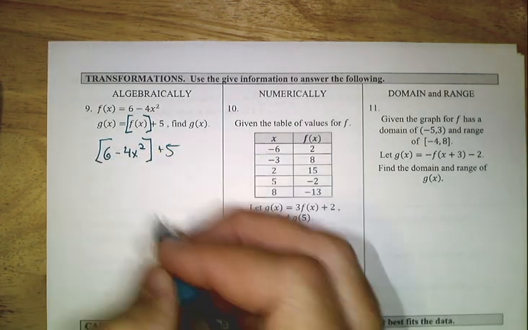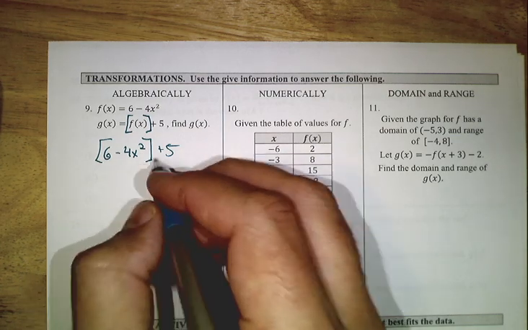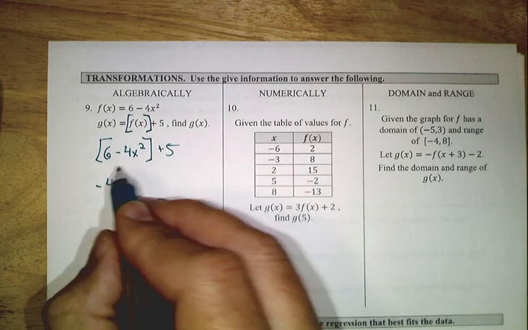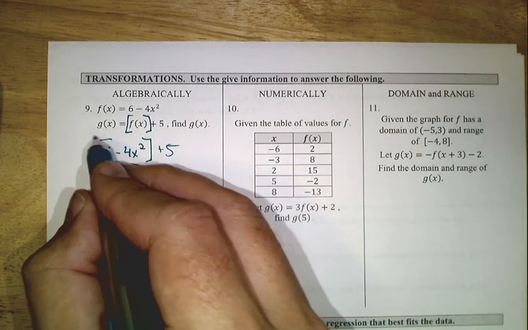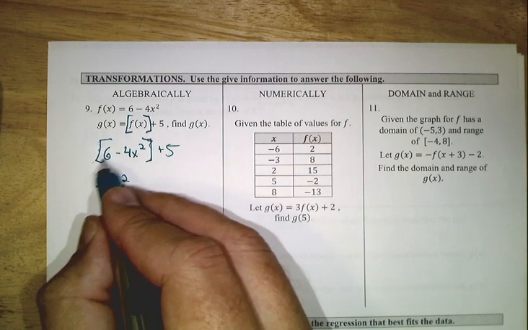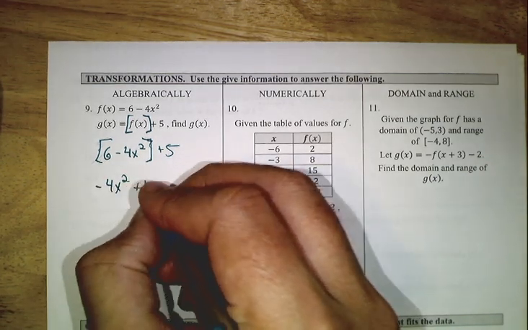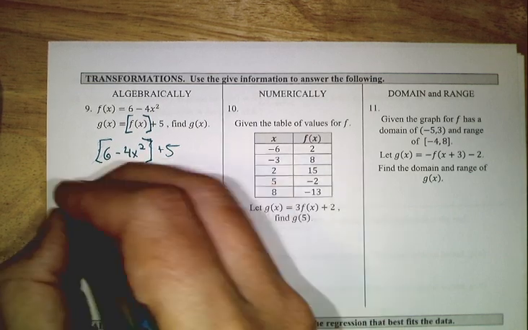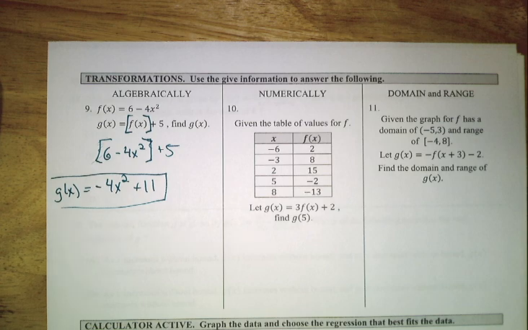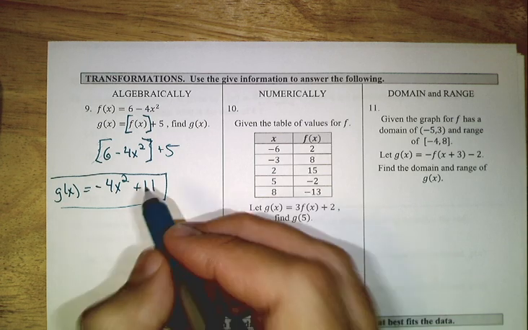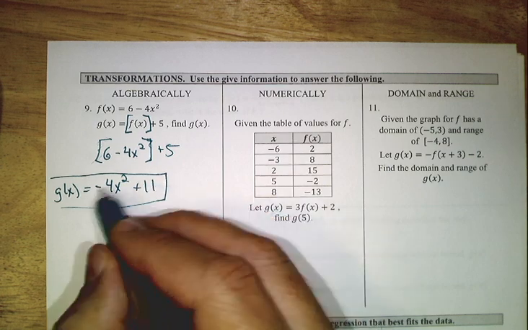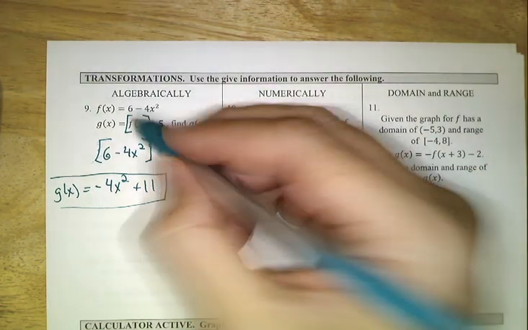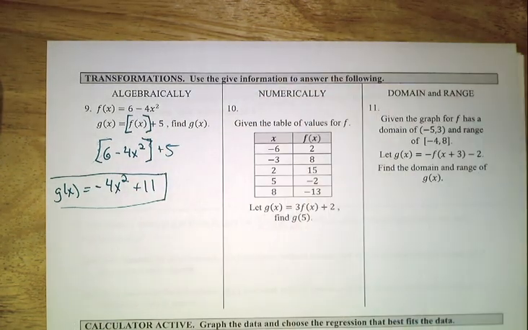And there's nothing keeping these parentheses in, so we can drop the parentheses and then collect like terms. So I have a negative 4x squared, and then a positive 6 plus 5 is going to be plus 11. So that is g of x: negative 4x squared plus 11. If you kept 11 in front, if you did 11 minus 4x squared, that's fine because they did that up here. But usually you put the highest power first.